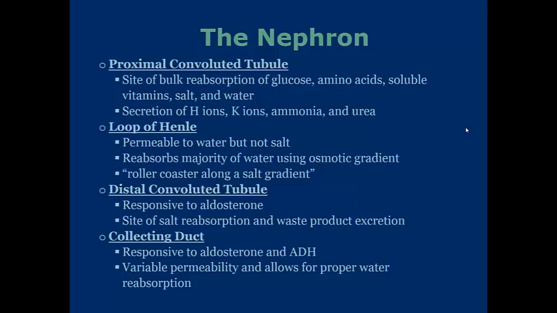The distal convoluted tubule is where aldosterone is going to target. This is where salt is reabsorbed and waste products are excreted. And lastly, the collecting duct responds to both aldosterone and ADH. This permeability allows for water reabsorption.